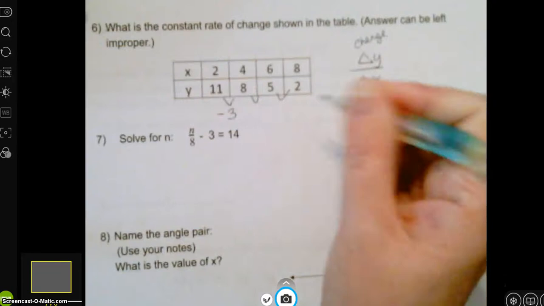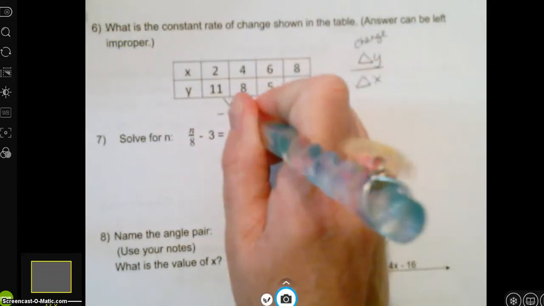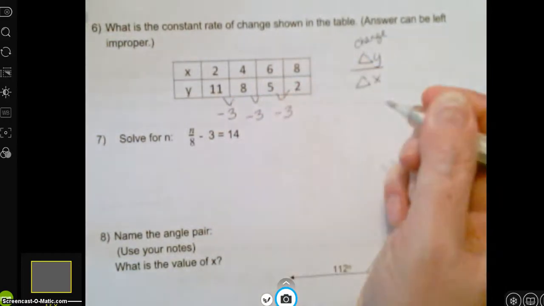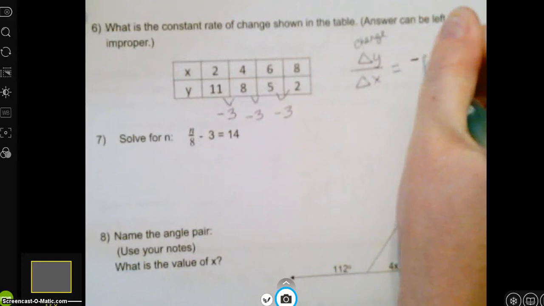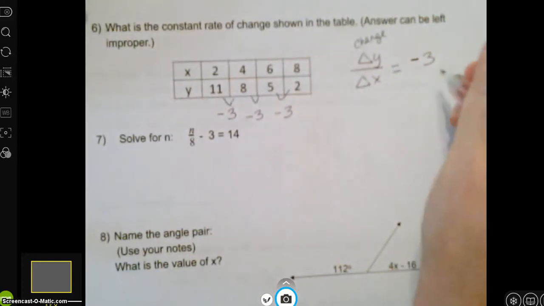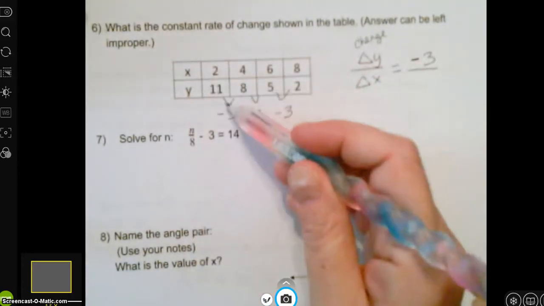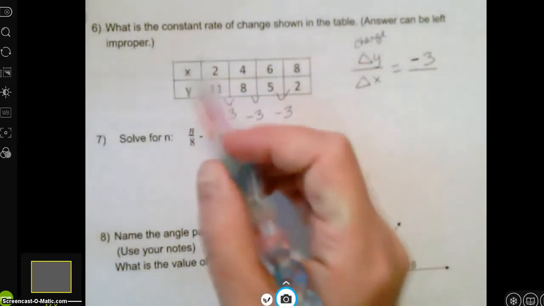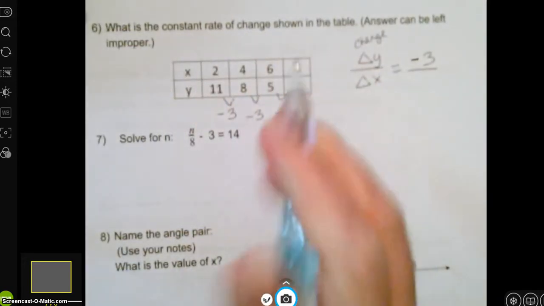That's important. How about from 8 to 5? Well, 8 minus 3 is 5. How about from 5 to 2? Okay, so my change in y is negative 3. Make sure I can see your negative. Now I'm going to do change in x. And I remember I told y'all, y is down, but I put it up because that's where delta y goes. X is up, but I'm going to put it down because that's where the change in x goes.